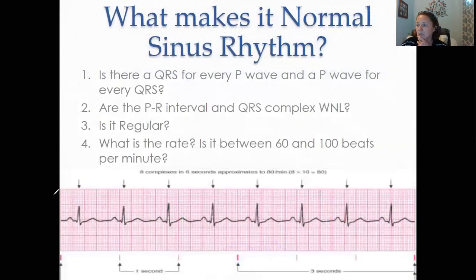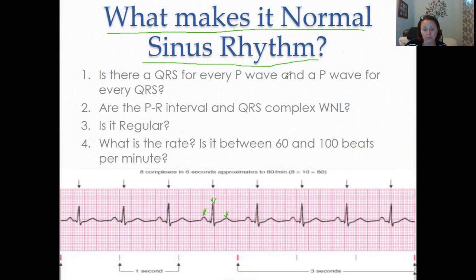All right. So we've talked about making sure there's a P wave for every QRS. There should be a P wave, QRS, T wave for every complex. And this is when we are determining what makes it normal sinus rhythm. And remember, this whole presentation is about what's normal. So to make it normal sinus rhythm, all these complexes have all the pieces we want them to have. Like if we're looking at this strip, it does. Every single one of these complexes has a P wave, a QRS complex, and a T wave.